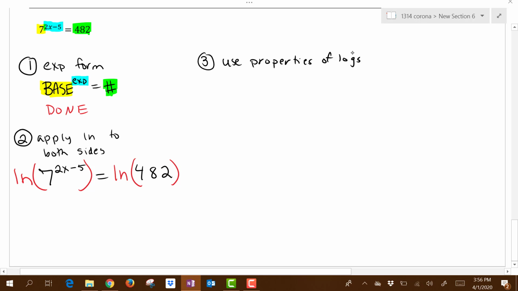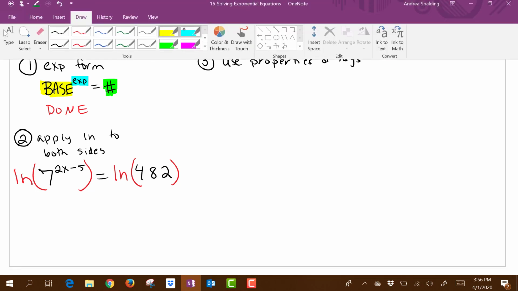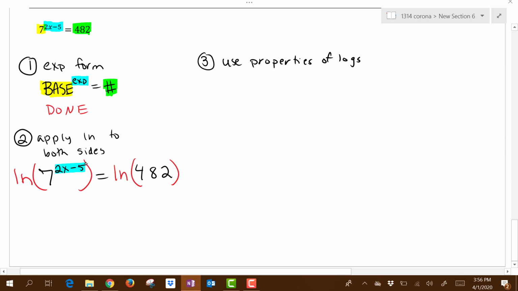Okay, we're going to use properties of logs to simplify. Inside of the log on the left-hand side, we have everything inside raised to exactly the same exponent. So this is the power rule. The power rule says that if everything inside of the log is raised to the same power, then I'm allowed to multiply that power out times the front of the log. That's (2x minus 5), I'm going to put that in parentheses so that I know all of that came to the front of the log, times the natural log of 7 equals the natural log of 482.